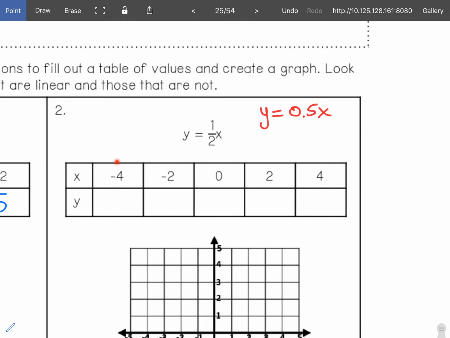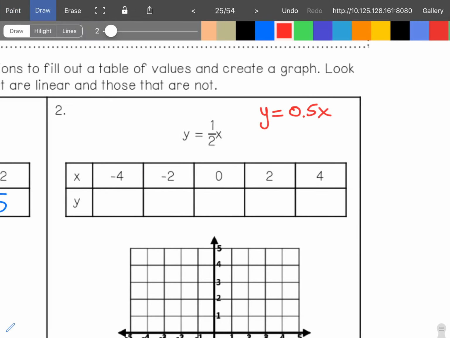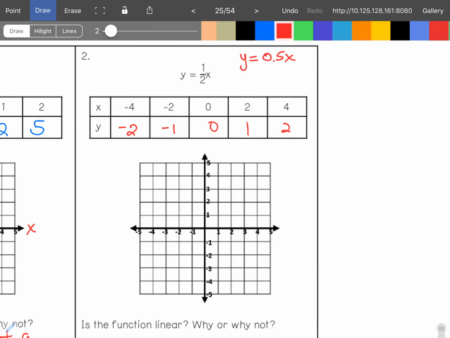If we look first at our x value of -4, and we take half of that, half of 4 would be 2, but it's going to be negative, because 1/2 is a positive number times -4, which is a negative number, gives us a negative number. All right, half of -2 would be -1. If we did 1/2 times 0, that's just 0. 1/2 times 2, half of 2 is 1. And 1/2 times 4, half of 4 is 2. All right, go plot those points.